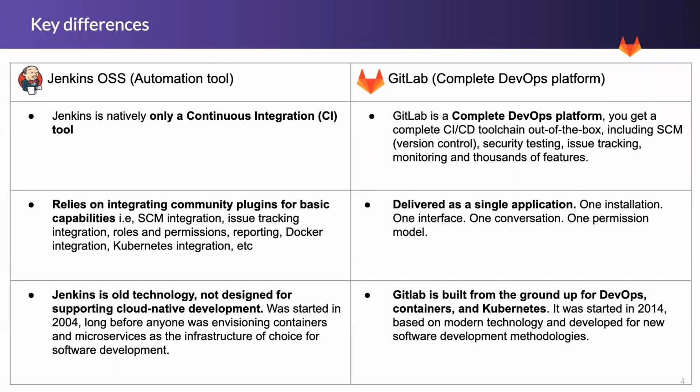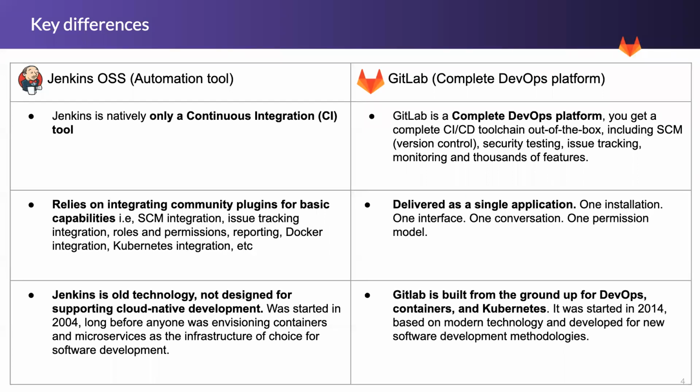GitLab is a complete DevOps platform. When you have GitLab, you have a complete CI/CD out of the box, but not only that, you also have version control, SCM, security testing, issue tracking, monitoring, and thousands of features. Everything delivered as a single application, one installation, one interface, one conversation, and one permission model. We make it simple to develop and to implement modern DevOps.